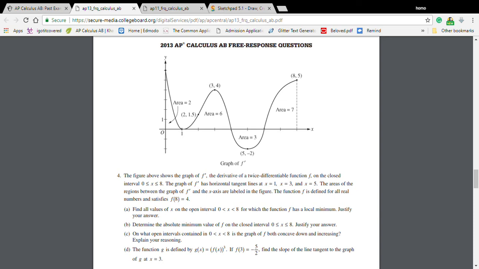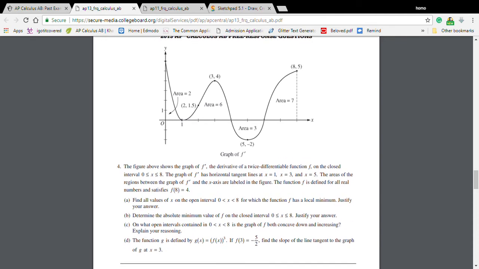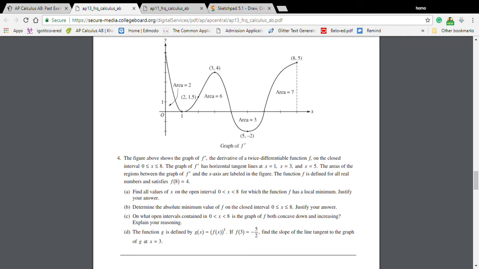So the question we're going to look at now is from 2013, a no calculator question, and it is related to the fundamental theorem. We're given a graph with the measurements of the areas and everything. The first part says, find all values of x on the open interval from 0 to 8 for which the function f has a local minimum, and then justify your answer.